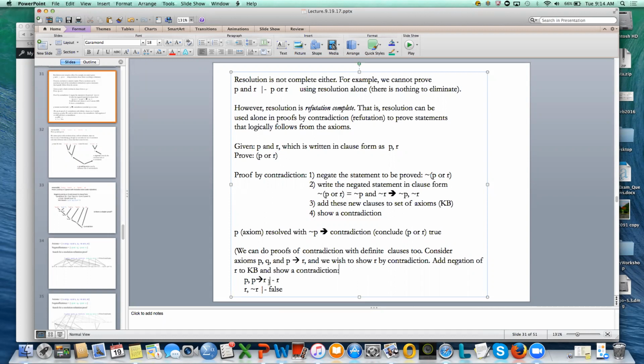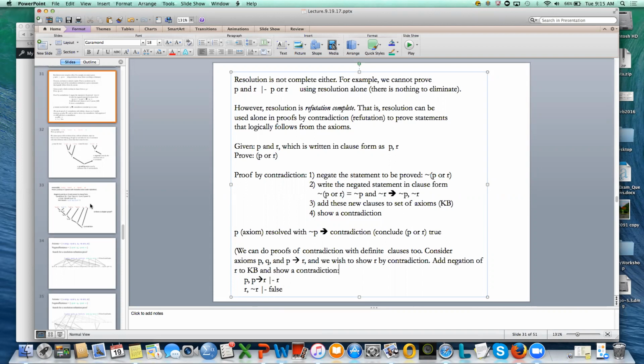If I can't find a contradiction, it means that if I add not R to the database and I can't demonstrate a contradiction, there must be a model for the knowledge base that does include the possibility of not R. So I'm not introducing a contradiction.